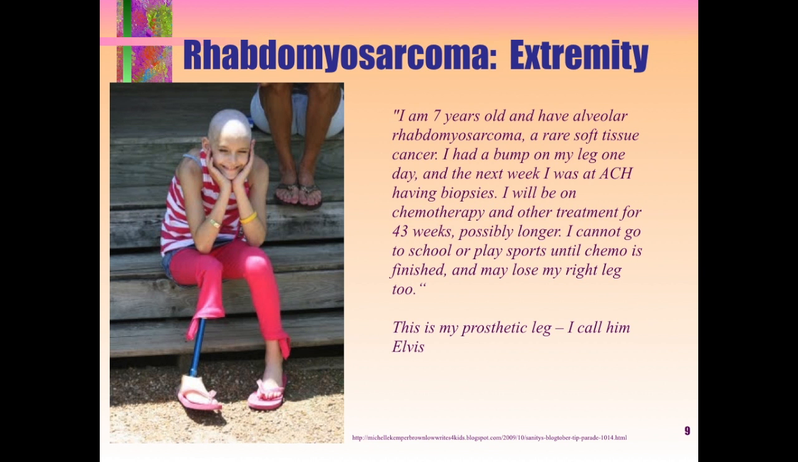And unfortunately, this little girl had the alveolar type of rhabdo. So she started out with a bump on her leg one day, and the next week she was at the hospital having biopsies, and she had to have an amputation. She still needs to continue with her chemotherapy. She can't play her sports until everything's done, and she may end up losing that other leg also.